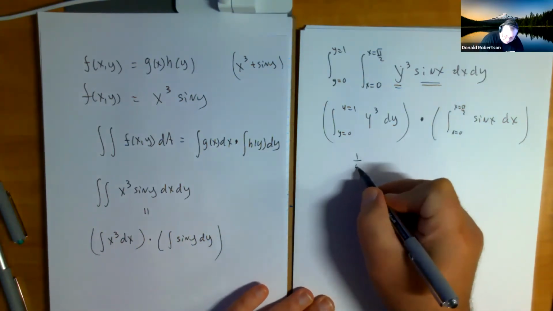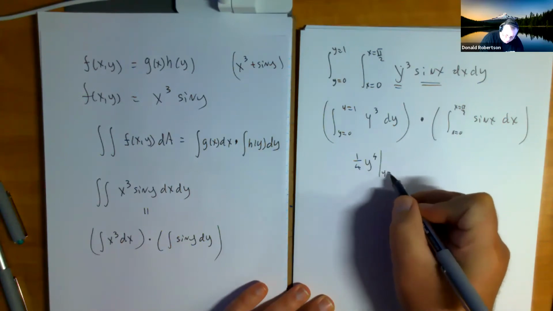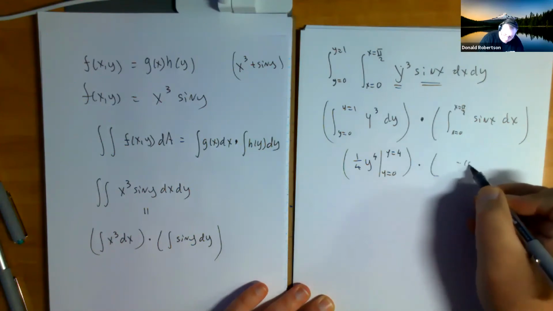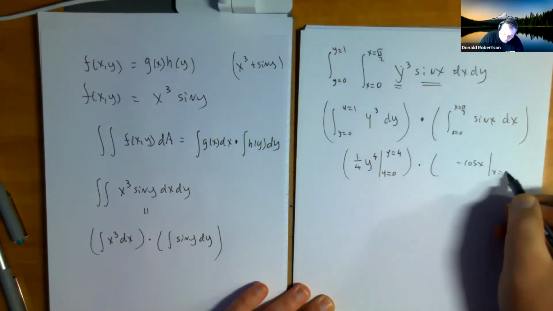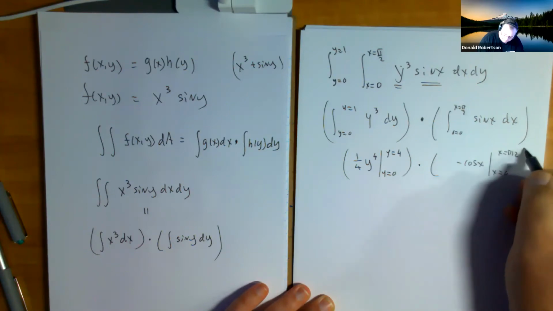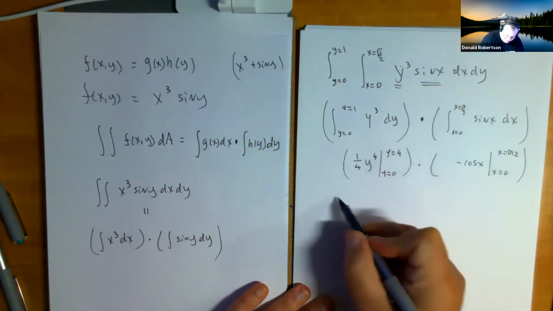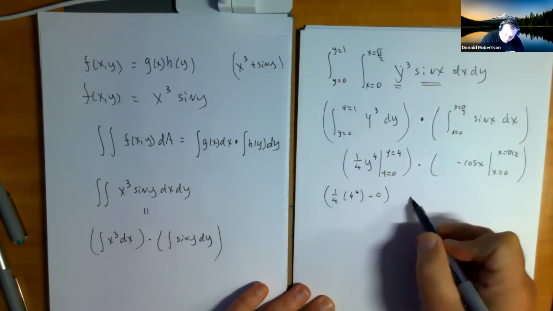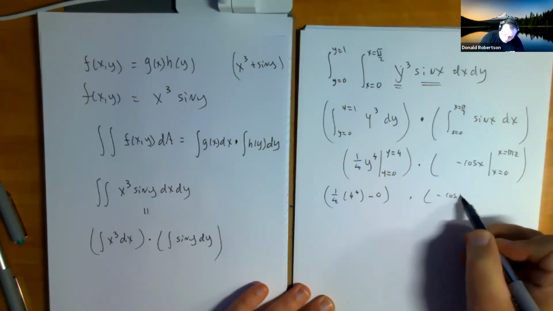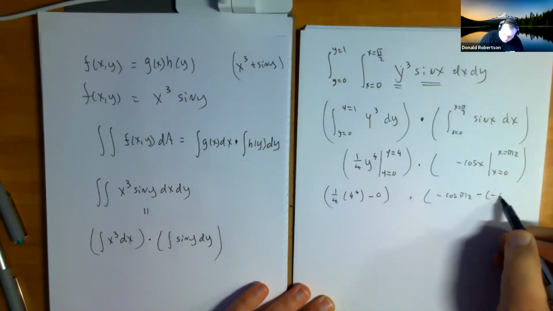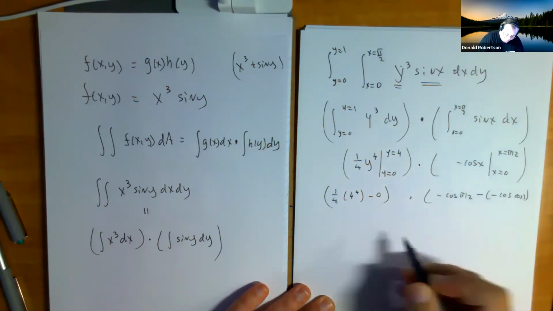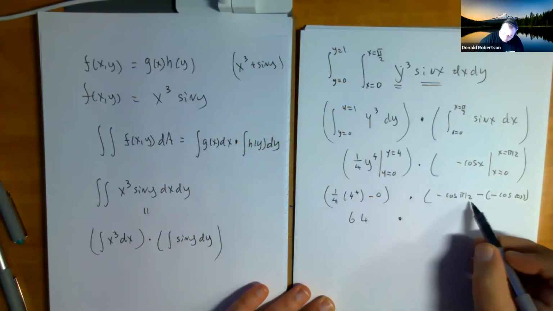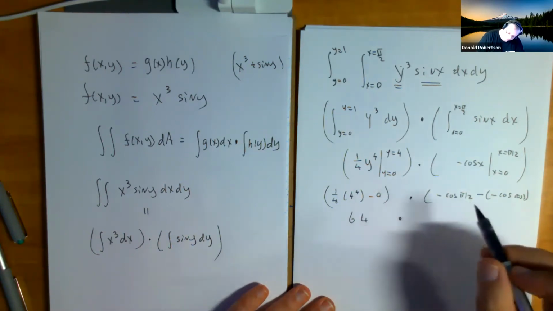Right, this fella here, 1/4 y to the 4, evaluated at those points. And this fella is negative cosine x, evaluated at those points. This fella is 1/4 times 4 to the 4, take away nothing. And this fella is negative cosine pi upon 2, take away negative cosine of 0. That kills one of the 4s, that's 64 times. That guy is nothing.